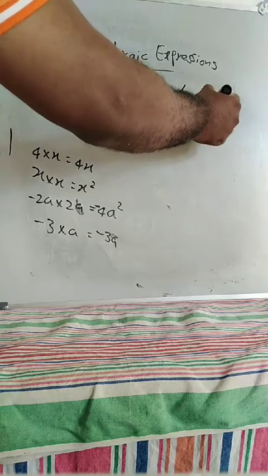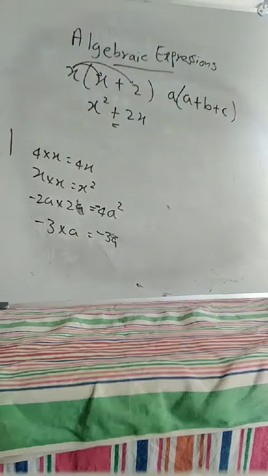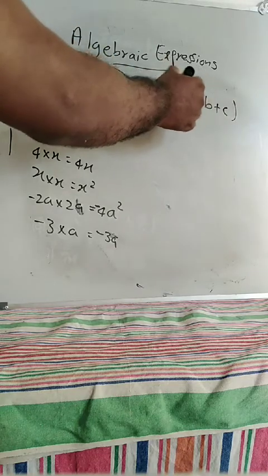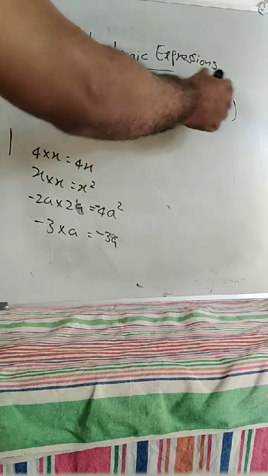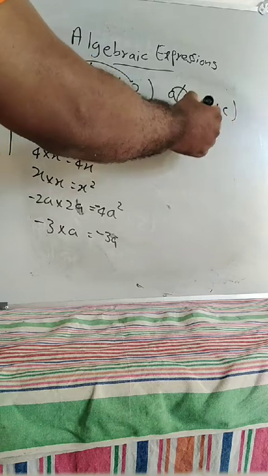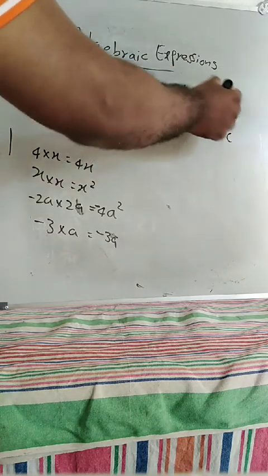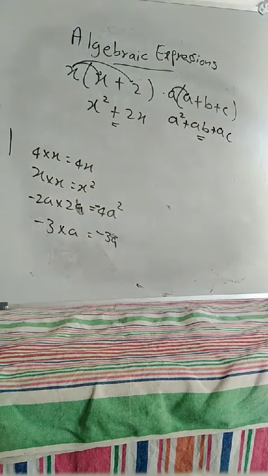A times b plus c. Look at this. This is an algebraic expression multiplied by a. When a multiplies a, a squared. When a into b, ab, plus times plus gives plus. A into c, ac, plus plus plus. This is the final answer.